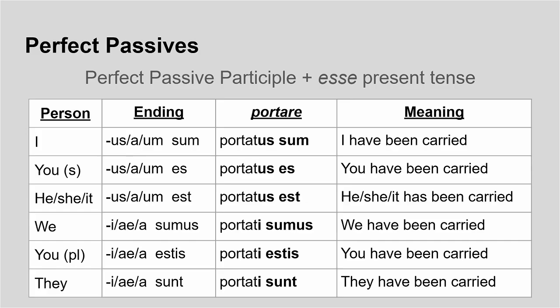So that's the idea of perfect passive verbs. You take the perfect passive participle in the nominative form. It has to match the nominative that it's describing in case, number and gender, and then you add on the verb to be in the present tense. Sum, es, est, sumus, estis, sunt, depending on who is doing the verb.